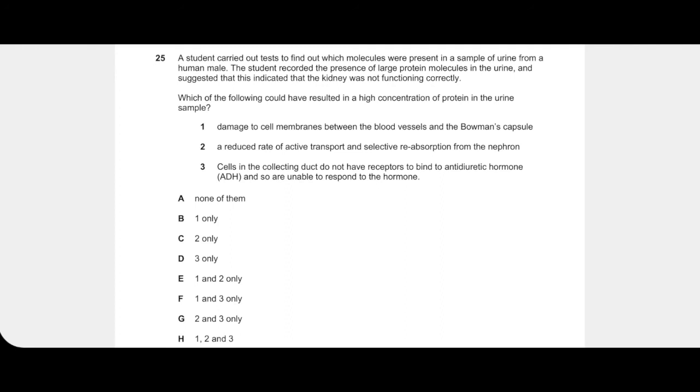The answer is B to this question because at the Bowman's capsule you have ultrafiltration, and no proteins go in, they're far too large. If they do go in, that means there's a problem there. That's the only point where proteins are involved. Everything after that, when you're referring to the nephron and the whole reabsorption of ions and water, doesn't really affect protein. So that's question number 25 completed.